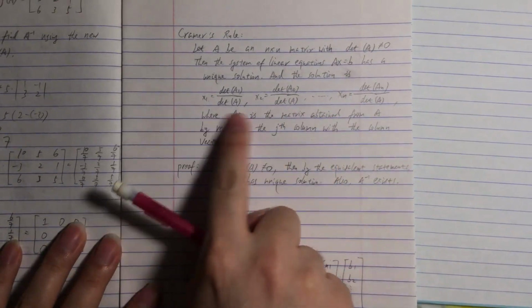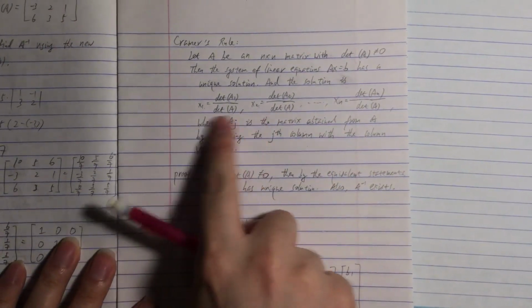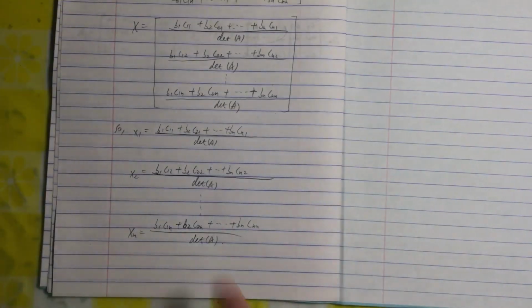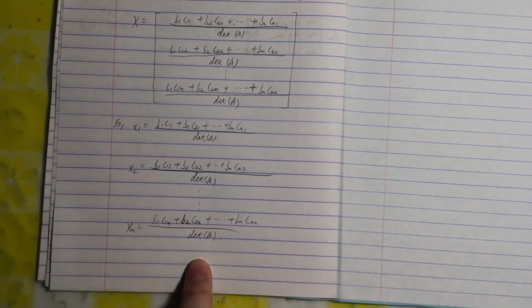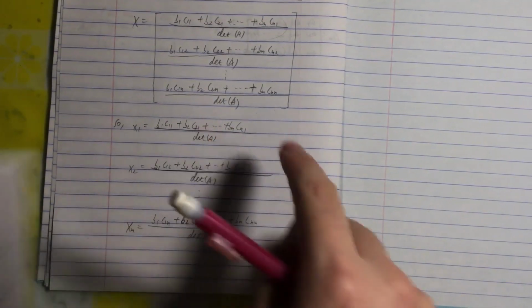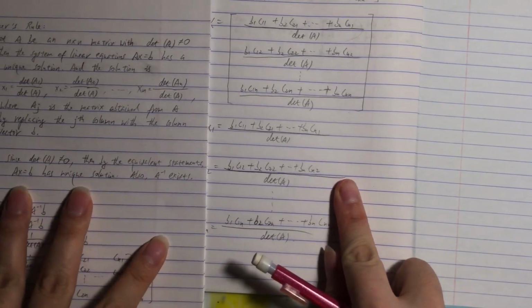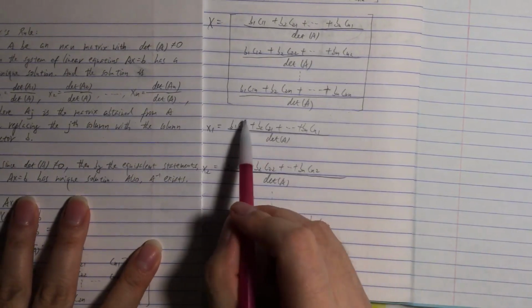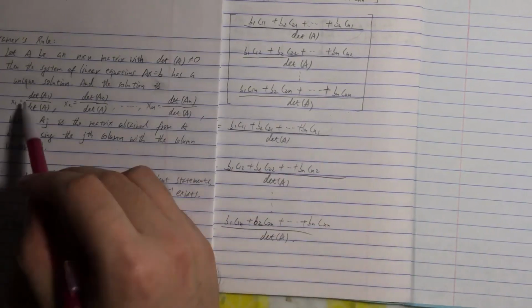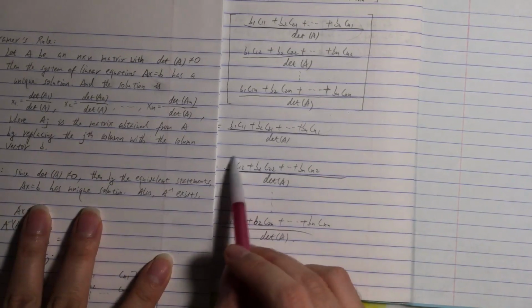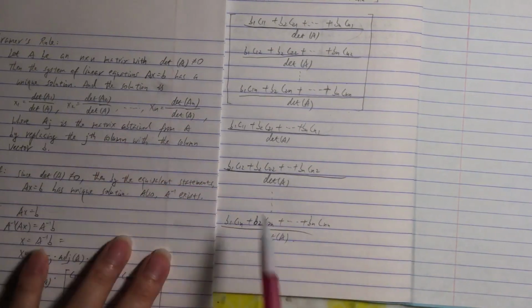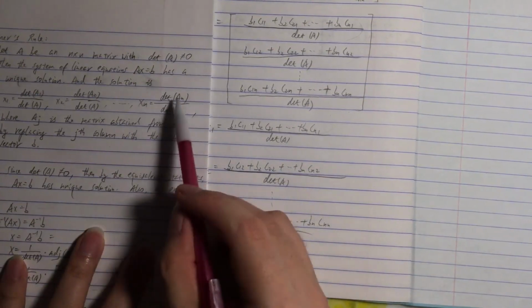It's almost the same as the answer here. The denominators match, but the numerators don't match yet. We try to show that this expression equals determinant of A1, this expression equals determinant of A2, and this expression equals determinant of An.